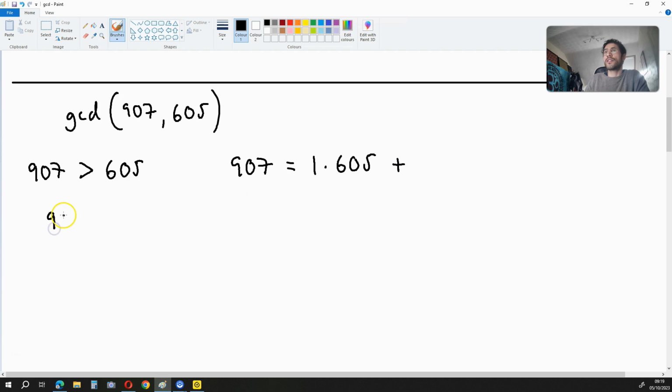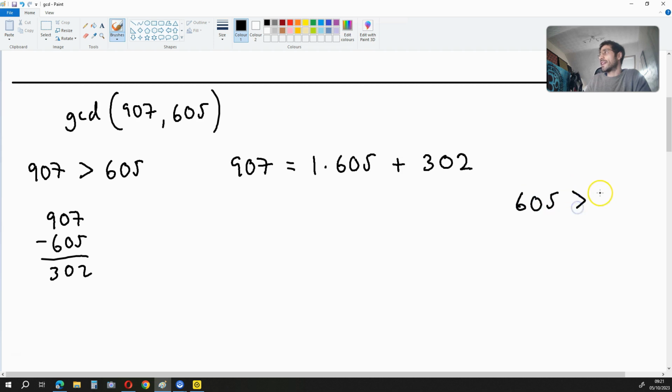But what's that remainder? Let's do 907 minus 605. That gives us 2 over here, 0 over here, and 3 over here. So the remainder is going to be 302. Now what's the next stage? Well, 605 is greater than 302. And we're going to put down 605 over here, and that is 2 times 302, which gives us 604 plus 1.